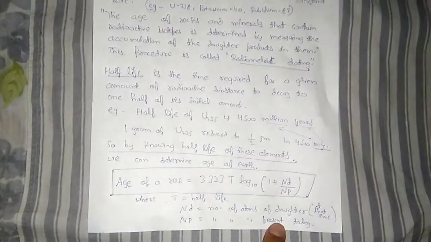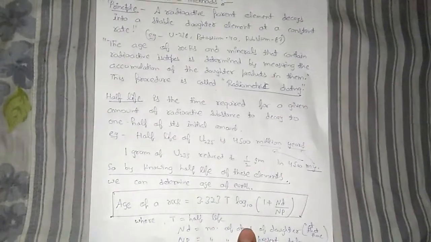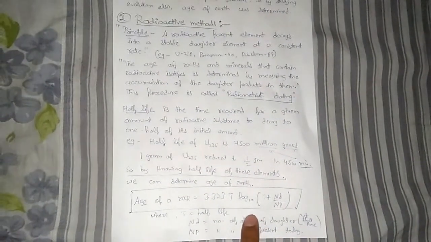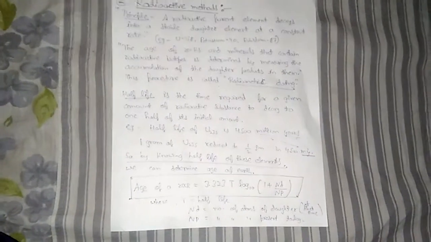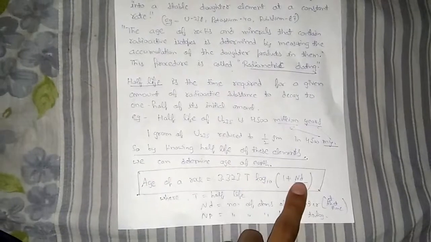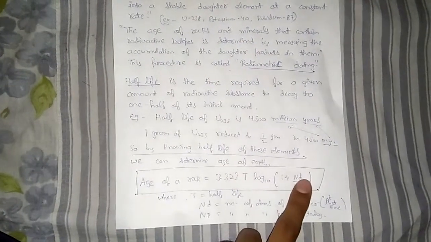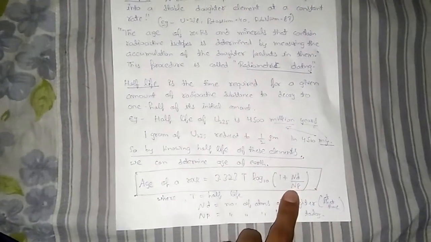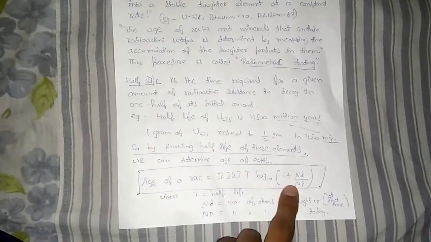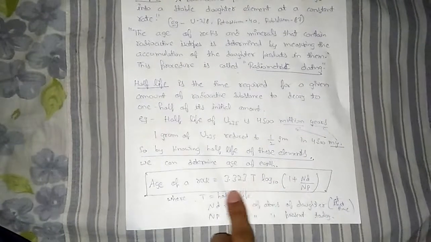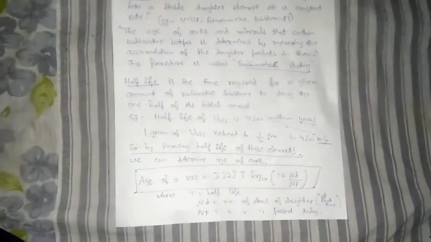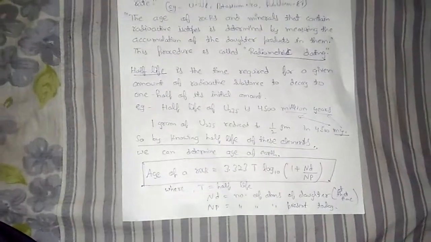So this is the process of the radioactive method, radiometric dating. We should know the half-life, the number of daughter products at that time, and the daughter product at present time. Then we can determine the age of rock, and Earth is a summation of rock, so we can determine the age of Earth.